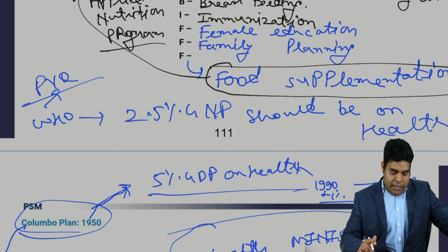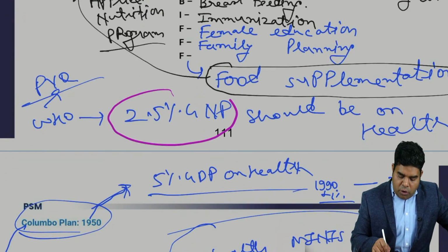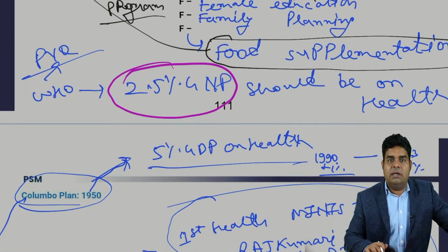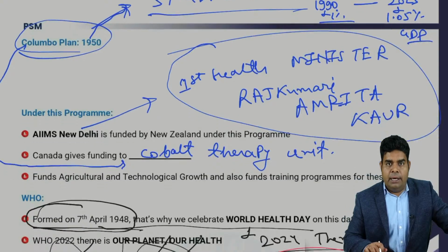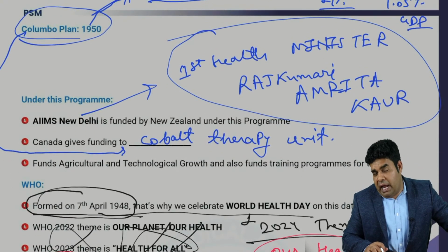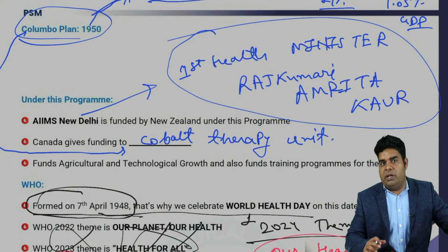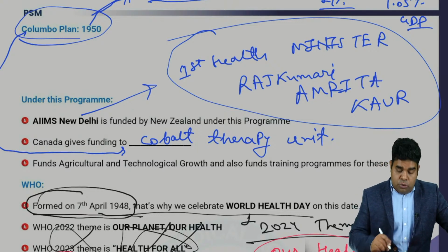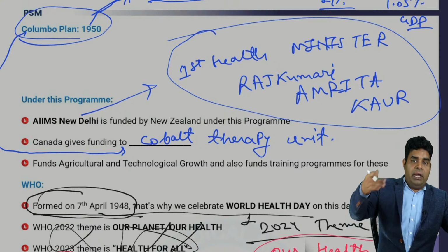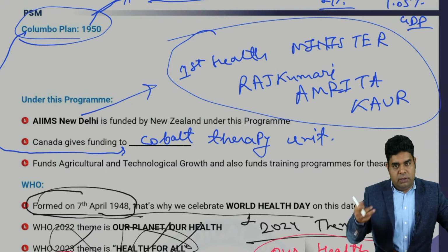Do you remember? Now, what is the target gross national product which we should give on health? 2.5% we should give on health. Okay. Then they have already asked in the NEET exam last year, in 2023, about the Colombo plan. So that's why I was saying that they can ask about CARE, Rockefeller, Ford this time.